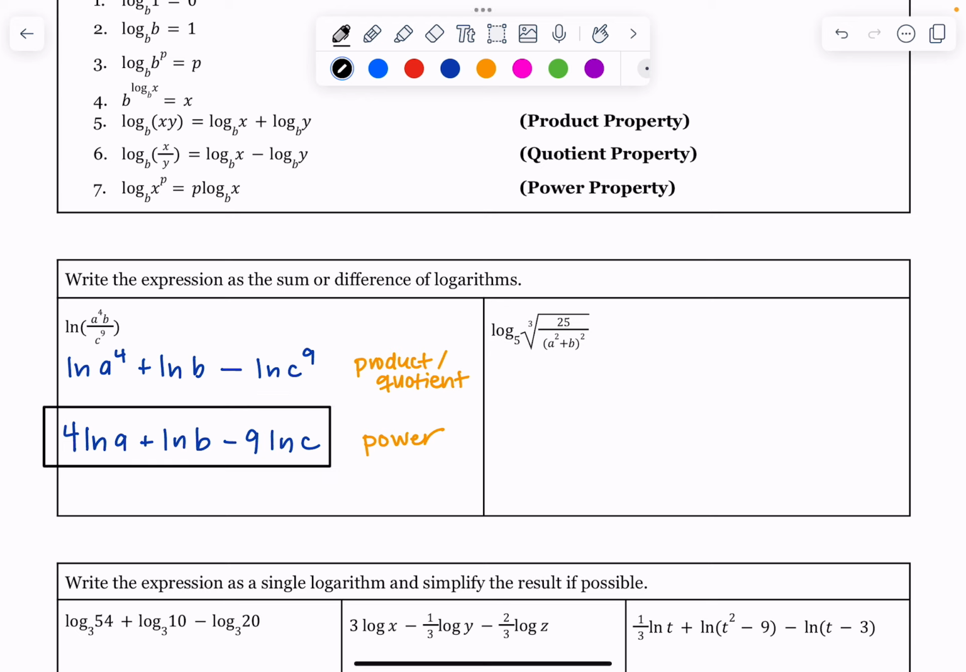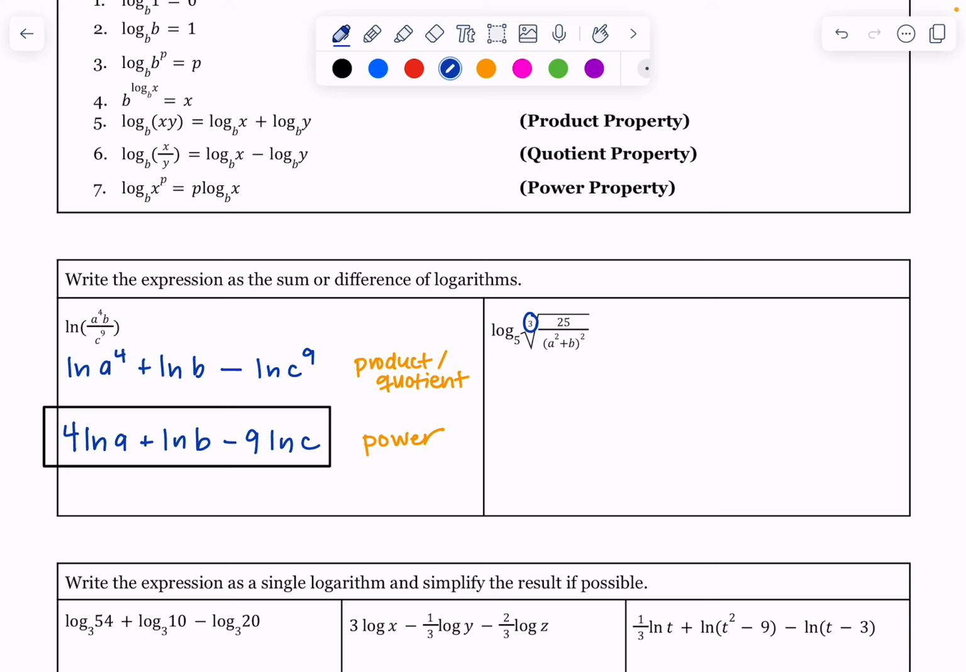Great. All right, log base 5 of the cube root of 25 over a squared plus b squared. So there's a lot going on here. Okay, I'm going to try to write small. So the first thing I want to do is take all of this to the third root and then kind of bring that out in front.